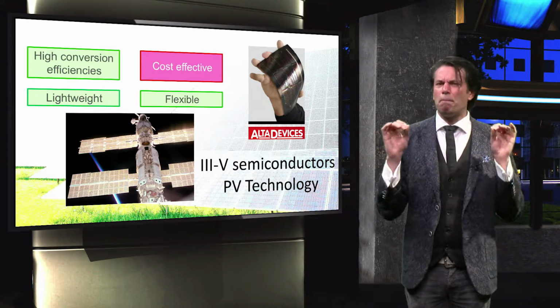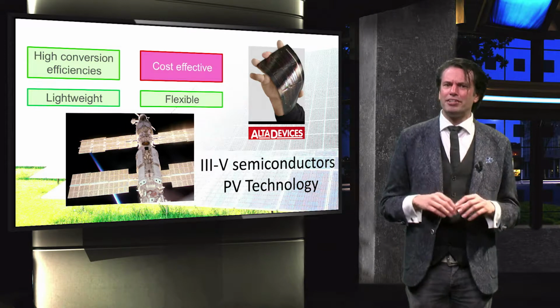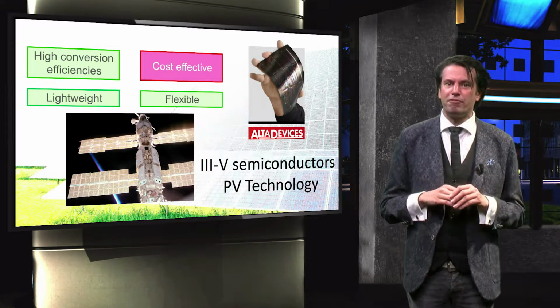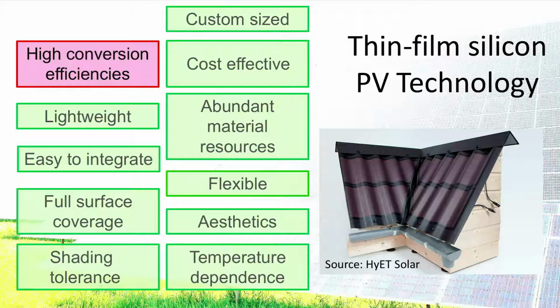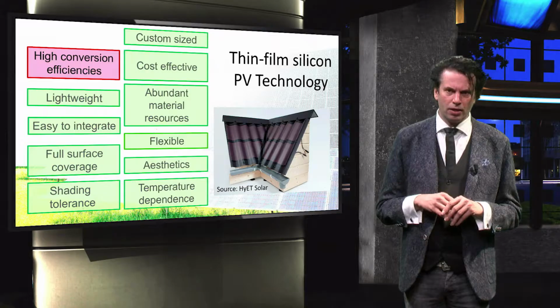Alta Devices is the pioneer in this company that tries to tackle this disadvantage by new innovative processing technologies for thin film gallium arsenide solar cells. The biggest disadvantage of the thin film silicon PV technology is the relatively low efficiencies for the PV modules, making the non-module cost of the PV system more expensive than competing technologies like CIGS and cadmium telluride.